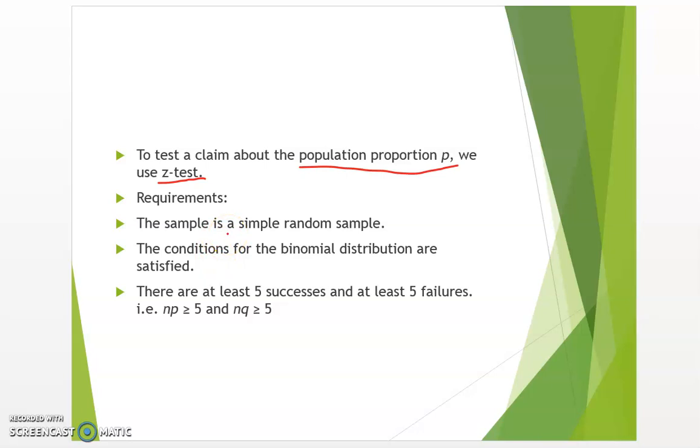And here is just some information for you. The sample must be a simple random sample. The conditions for the binomial distribution are satisfied. The reason is the item is either of interest or not of interest, only two outcomes. There are at least 5 successes and at least 5 failures. These are typically met, so not too much for you to be concerned.